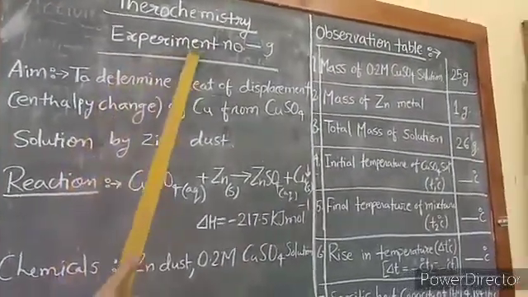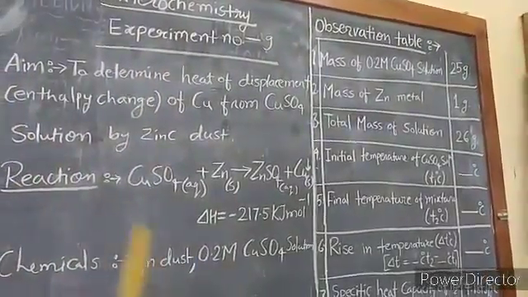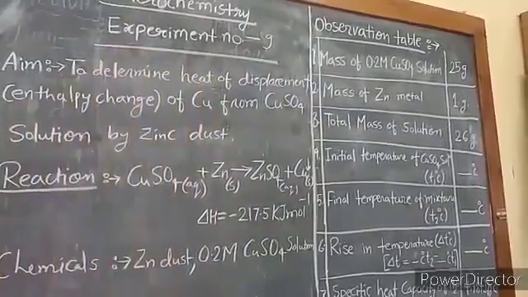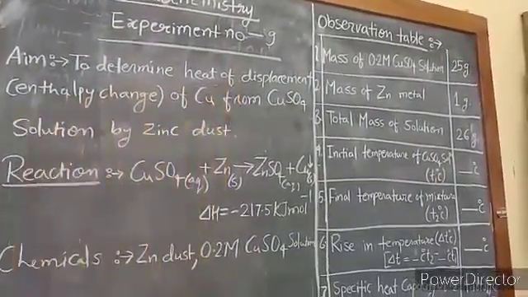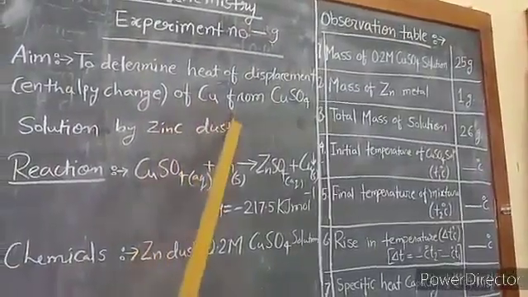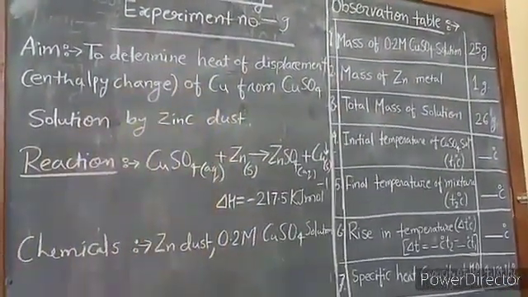Experiment number 9. The aim of the experiment is to determine heat of displacement, that is, enthalpy change during the displacement of copper from copper sulfate solution by zinc dust.